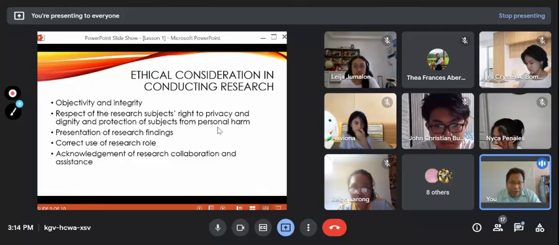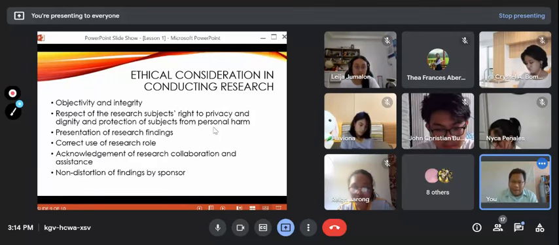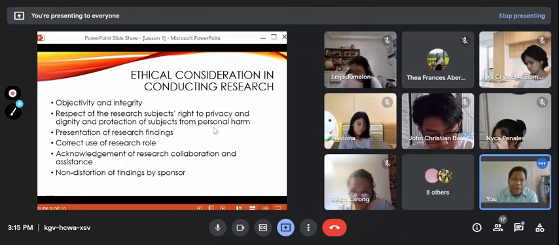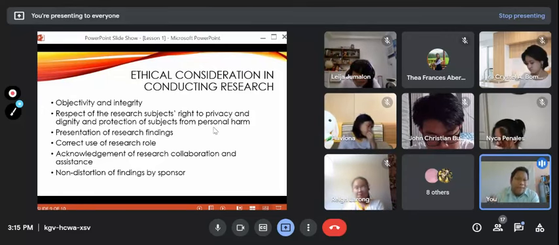If you are doing a collaboration with other researchers, the names of those researchers ought to come out in your research. Lastly, non-distortion of findings by sponsor. The sponsors of the researches have no power to distort findings in case the findings don't agree with their expectations or hopes. What if there's a cigarette company that had requested a group of researchers to do a research about the cigarette product, because that cigarette company wants to publish a statement regarding how good their product is, how well it was welcomed by the people?